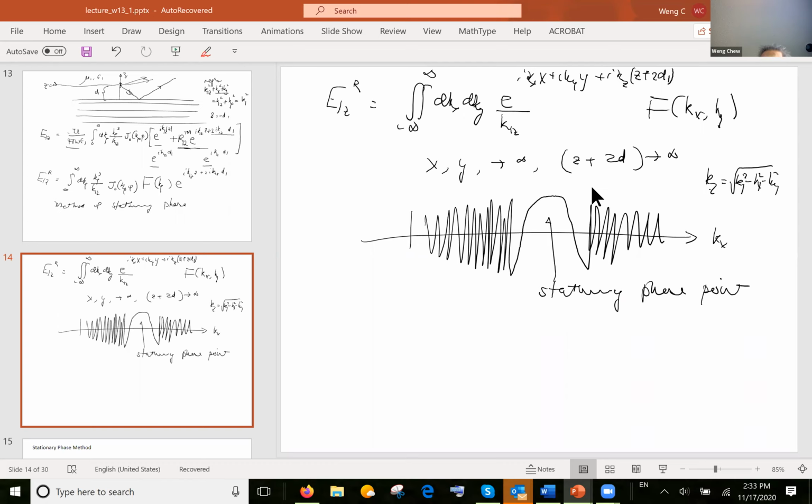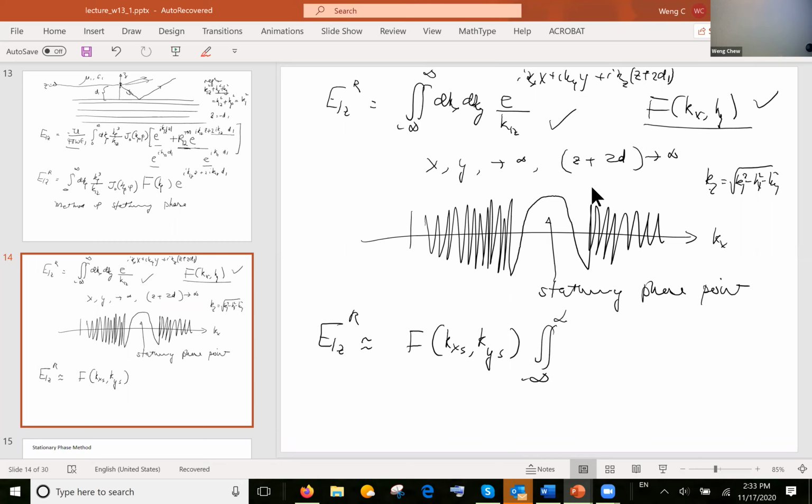So if this is rapidly varying and this is not rapidly varying, I can actually approximate this function around the stationary phase point. I find out where the stationary phase points are, take this function, approximate around that stationary phase point, and then just integrate this. And this is a lot simpler now.